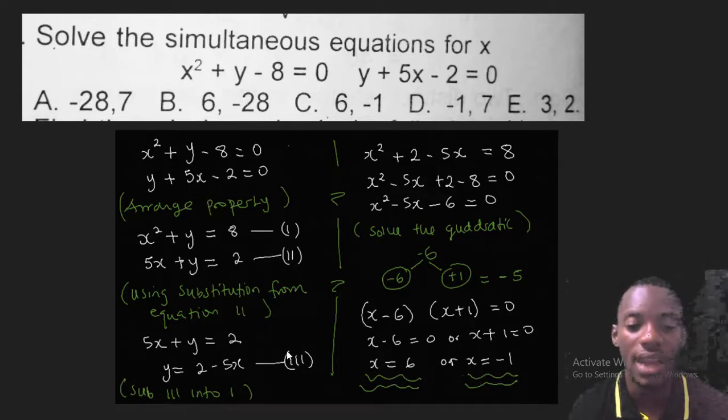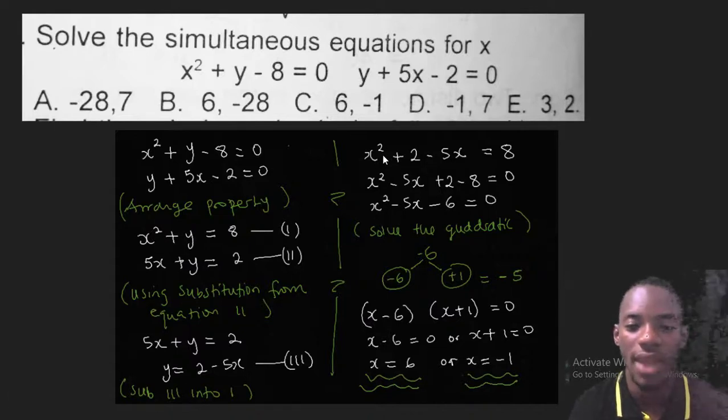I got equation 3. Now I must plug equation 3 into equation 1 because I haven't used equation 1 before. So now wherever you see y, put 2 minus 5x. This is my equation 1 here. So I will replace this y with 2 minus 5x.